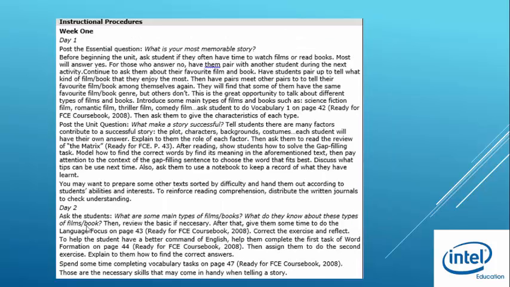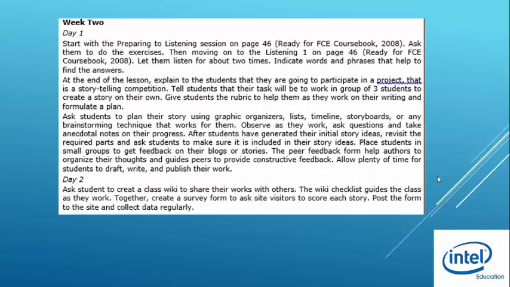This is the instructional procedure. It has the detailed plan for each lesson, each period that I will teach the students. We have week 1, which has day 1 and day 2, and this is week 2, which contains day 1 and day 2.